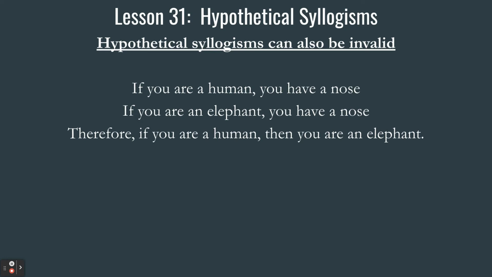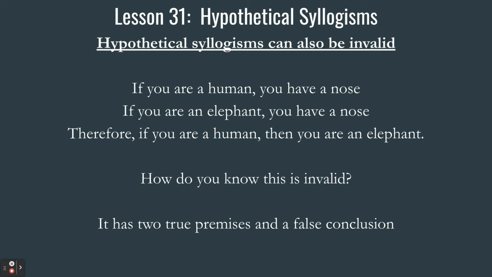Now we're going to learn today why that is invalid. Obviously, we know that it's unsound, but why is it invalid? We will learn in just a moment. So hypothetical syllogisms can also be invalid. You could also note it has two true premises and a false conclusion. Remember that. Don't ever outgrow that. Remember, validity means that if it has true premises, the conclusion must be true.